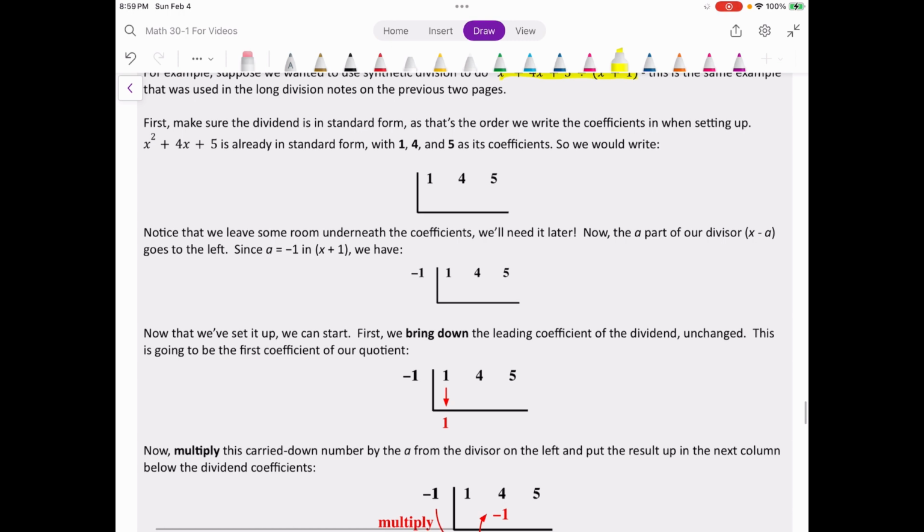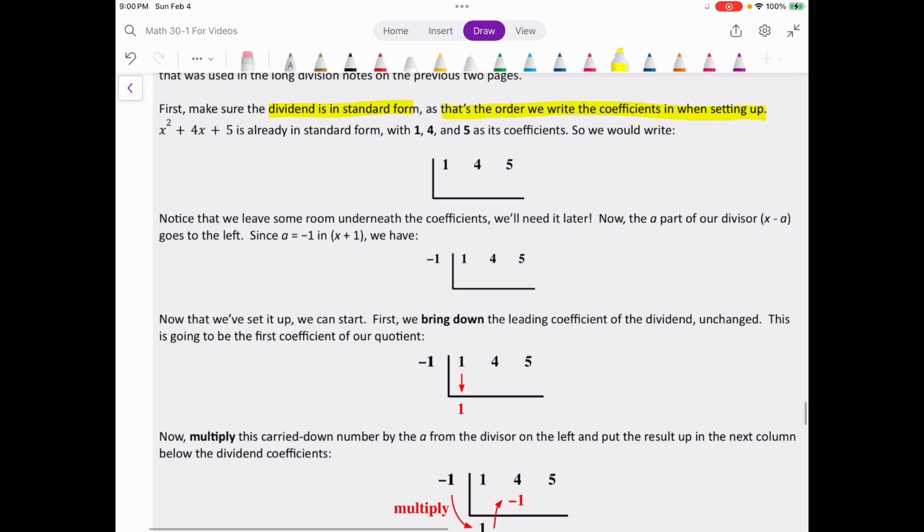So first, make sure the dividend is in standard form, as that's the order we're going to write the coefficients in when setting up, okay? Luckily for us, this is already in standard form. If it weren't, we would have to rearrange or it's not going to work, okay? The algorithm here is set up to work when you have it in standard form, and something we'll talk about later, when every power of x is represented, okay? Not an issue here because we do have an x squared, then an x to the power of 0, okay? But it's already in standard form.